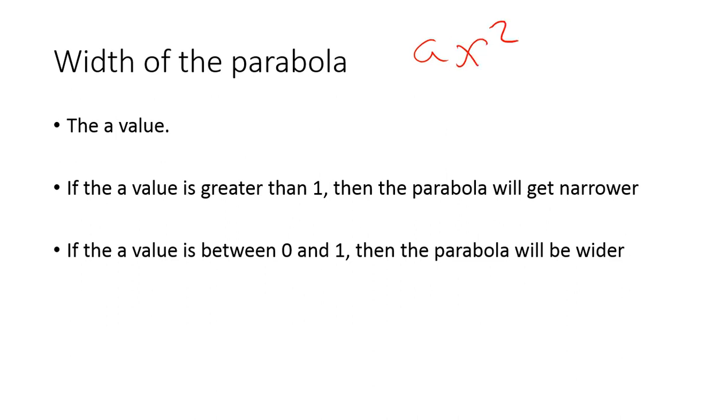If the value is greater than 1, positive or negative, so I guess the absolute value of it is greater than 1, then that parabola is going to be more narrow. It's going to be squished together. It's going to look something like that.